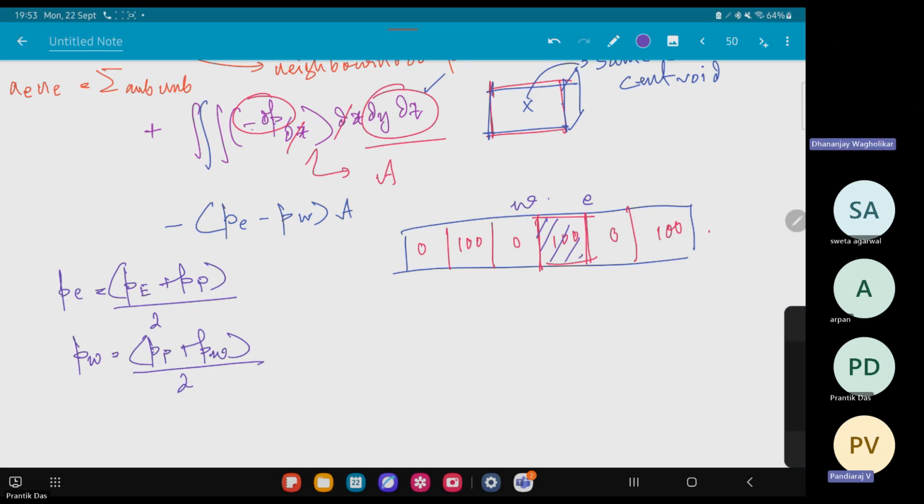Sir, this is for checkerboard condition, sir. Yeah, checkerboard arrangement. Yeah, okay, sir. Okay, sir. Arrangement.